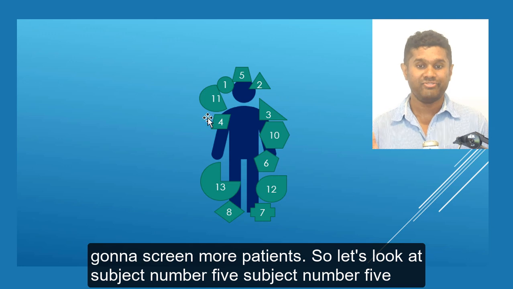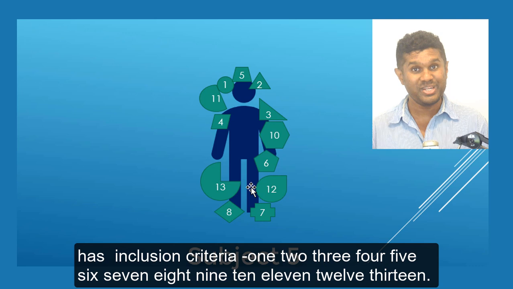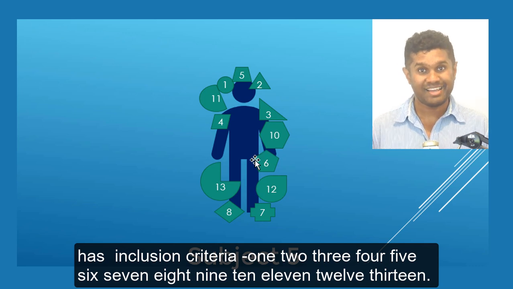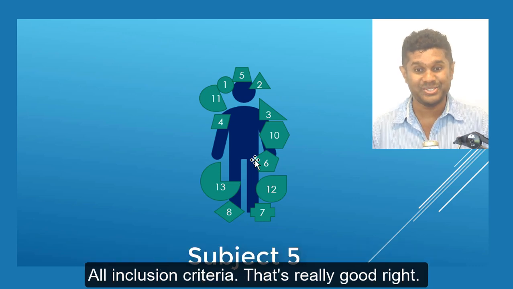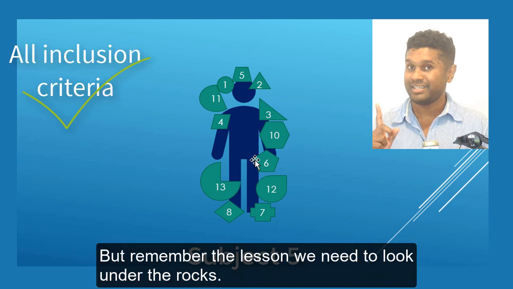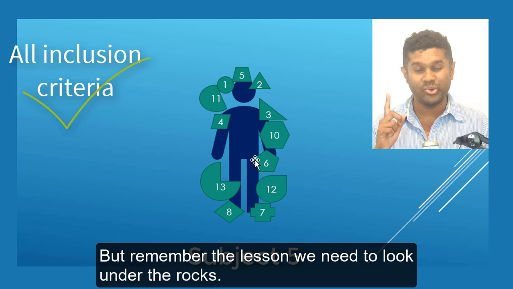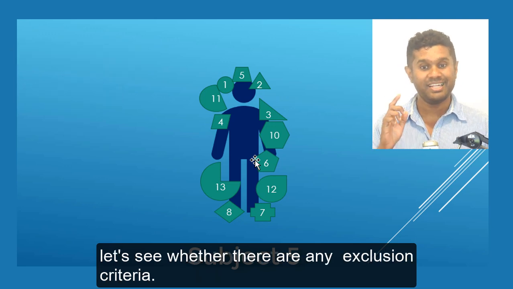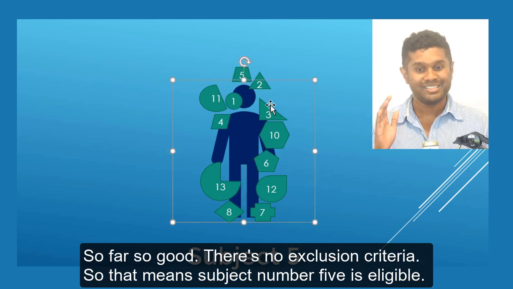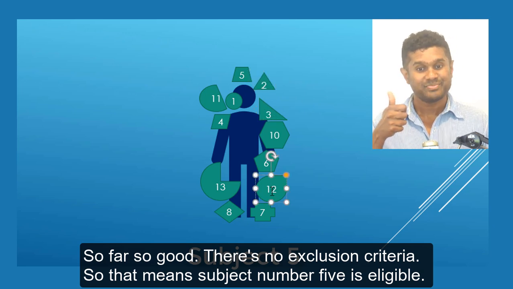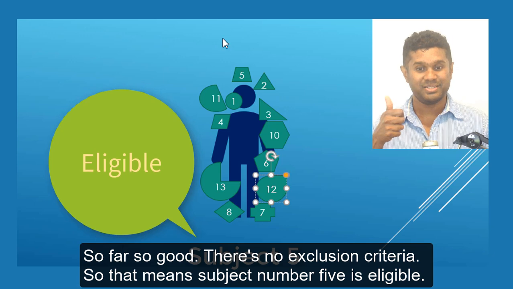So let's look at subject number 5. Subject number 5 has inclusion criteria 1, 2, 3, 4, 5, 6, 7, 8, 9, 10, 11, 12, and 13. All inclusion criteria. That's really good, right? But remember our lesson, we need to look under the rock. So let's see whether there are any other exclusion criteria. So we looked at 1, 2, 3, and so far so good. There's no exclusion criteria at all. So that means subject number 5 is eligible.